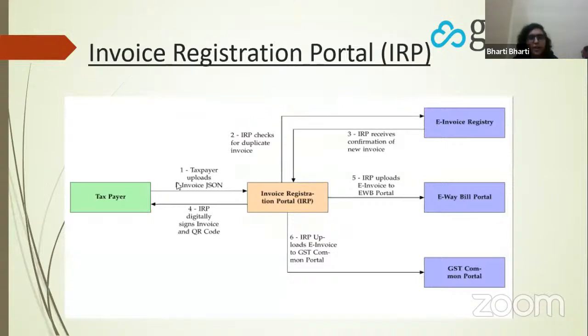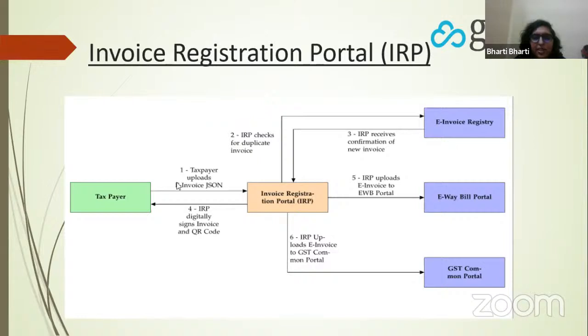Now IRP, invoice registration portal. This is where your information goes. This is the medium through which you are generating the e-invoice. You send the e-invoice JSON to IRP. It will check for duplication and validate the JSON. It will send it to the e-invoice registry, and if you are generating an e-way bill simultaneously, the information will also be sent to the e-way bill portal.